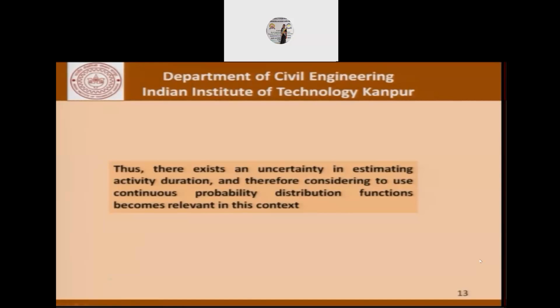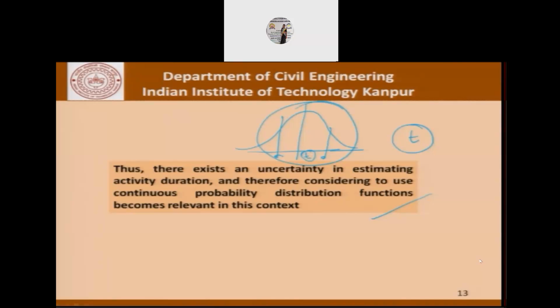This underlines the need to understand that there exists an uncertainty in estimating activity duration, and therefore using continuous probability distribution functions becomes relevant in this case. So what we are saying in this sentence is, instead of assigning a particular time t for any activity, can we not talk in terms of a probability distribution? That is, yes, this activity will take some time, but that time could be maybe a little less, maybe a little more. So whether this distribution should be normal or not is the next question that we need to answer.